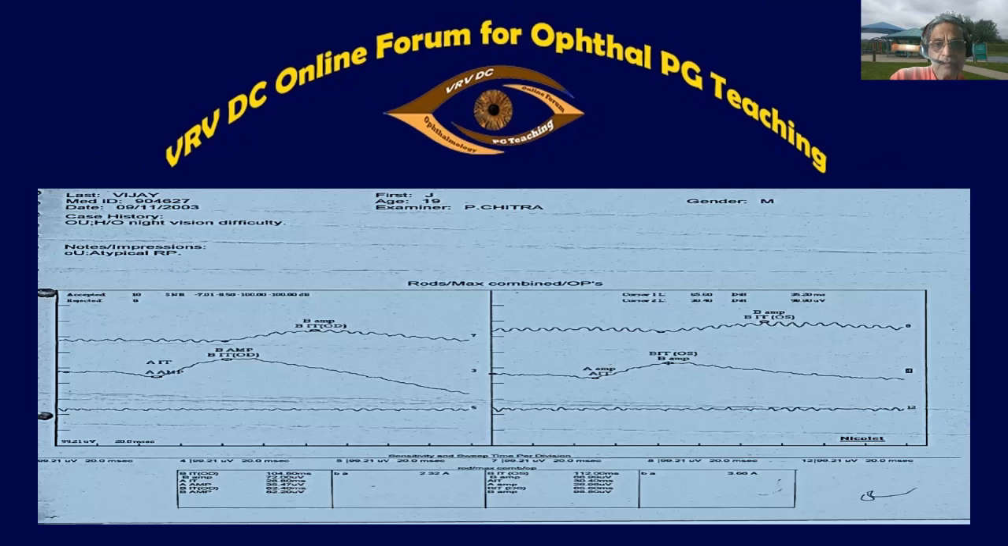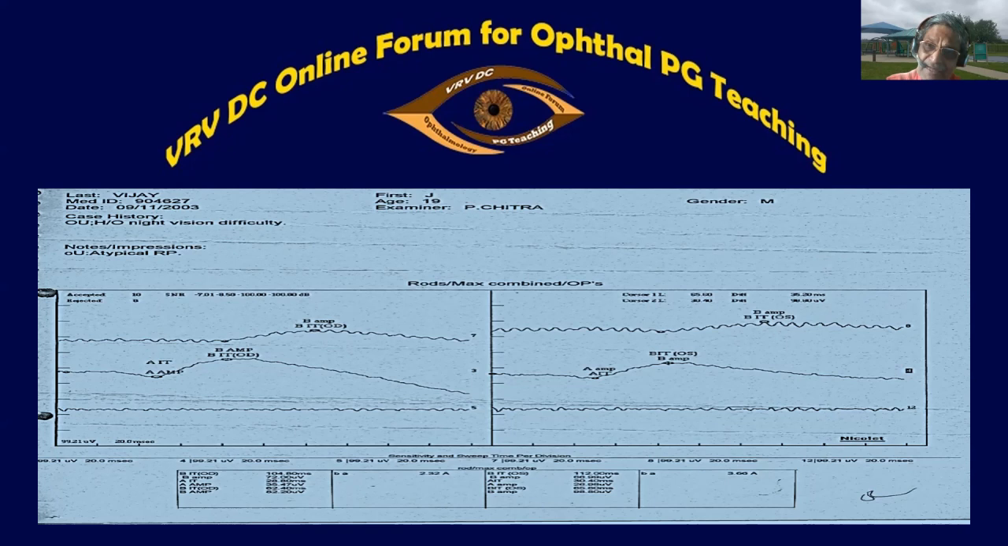Can you see here now? Just by seeing it you can tell it's dark adapted. They have written rods, maximum combined positive potential; that means a dark adapted eye. The first wave, the rod response, is not there. The combined response is also not there, and the potentials are also not there. That means the entire dark adapted response of the retina is gone. It is completely extinguished.